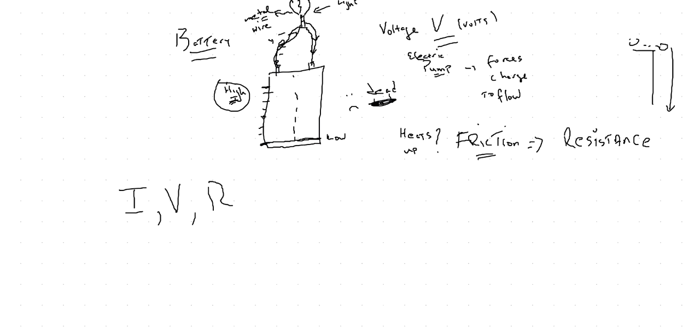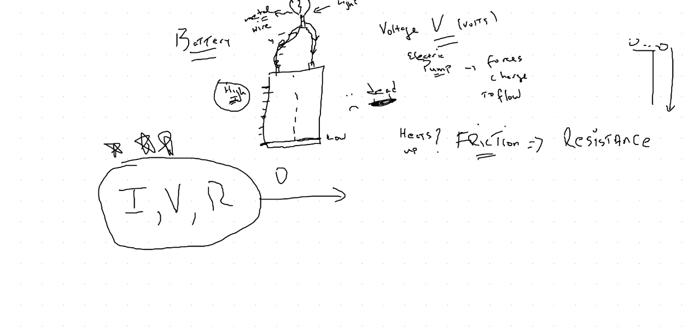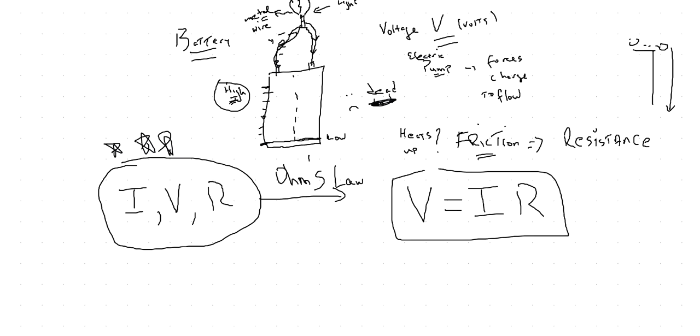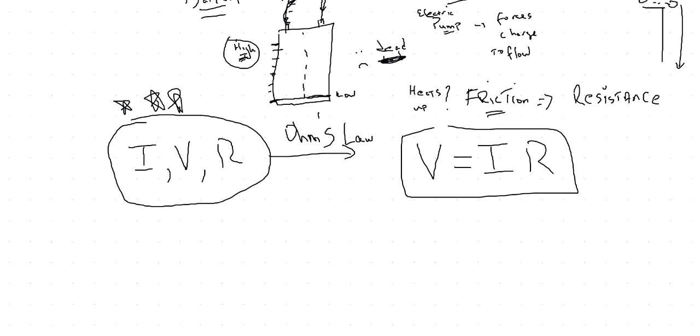And this is a very important equation for the test, and it's the simplest equation. They're related by something called Ohm's law. And it's given by this, V equals I R. Okay. And so if we solve for R, R is equal to V over I.